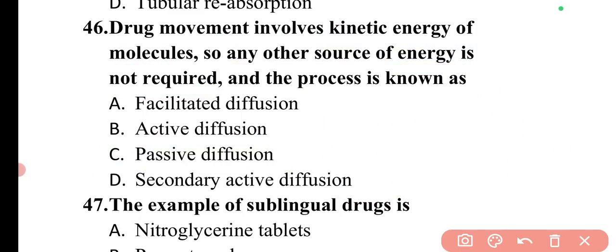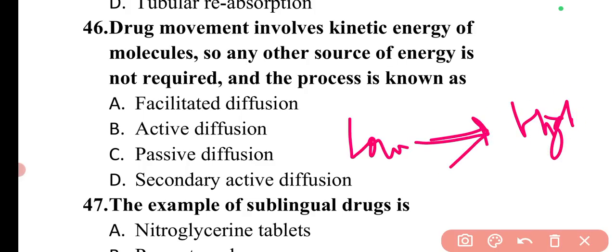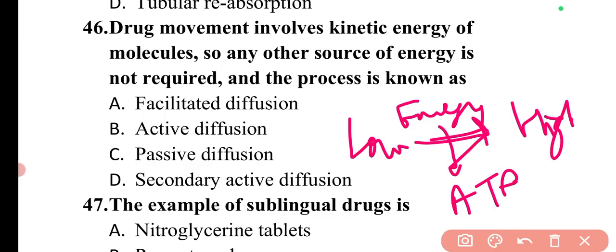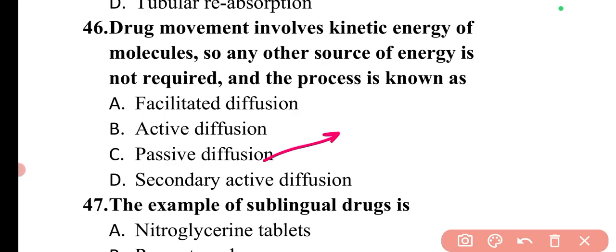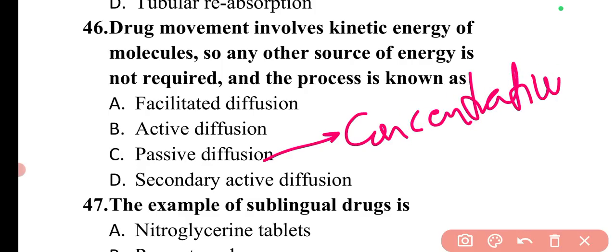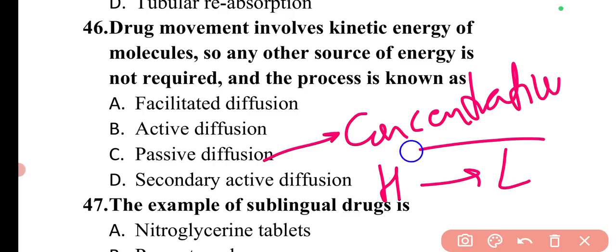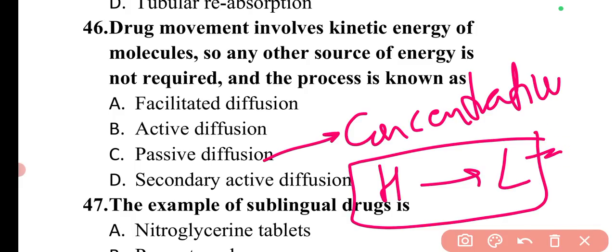If it is the opposite, from low concentration to high concentration, we will require some energy to move from low to high. This energy is given in the form of ATP, and this process is known as active transport. In passive diffusion we also say that it is concentration gradient dependent. Means if the scenario from high to low is present, then only passive diffusion will occur. And active transport is not concentration gradient dependent; it is independent of the concentration gradient.